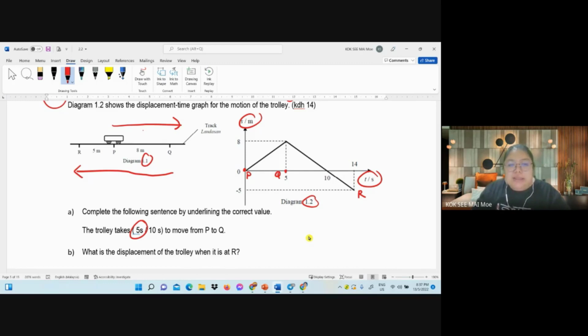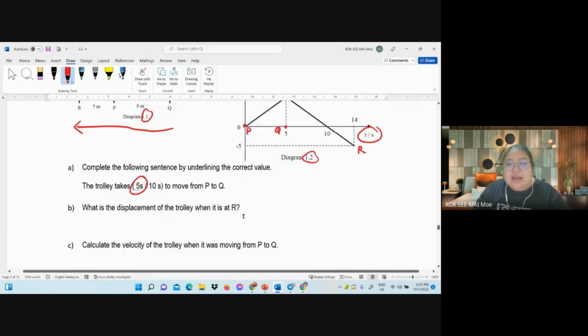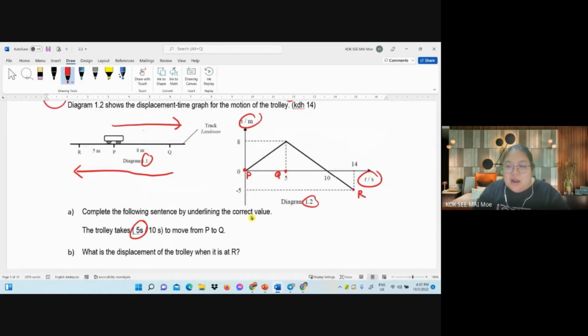Now, what is the displacement for the trolley when it is at R? This one is an ST graph, so you don't need to do any calculation. We only read from the graph. 0 to 8 means from 0, you move 8 meter. After 8 meter, actually you turn back, in the opposite direction. You come back already. So until this part, your displacement is 0. Then you go back to the original position.